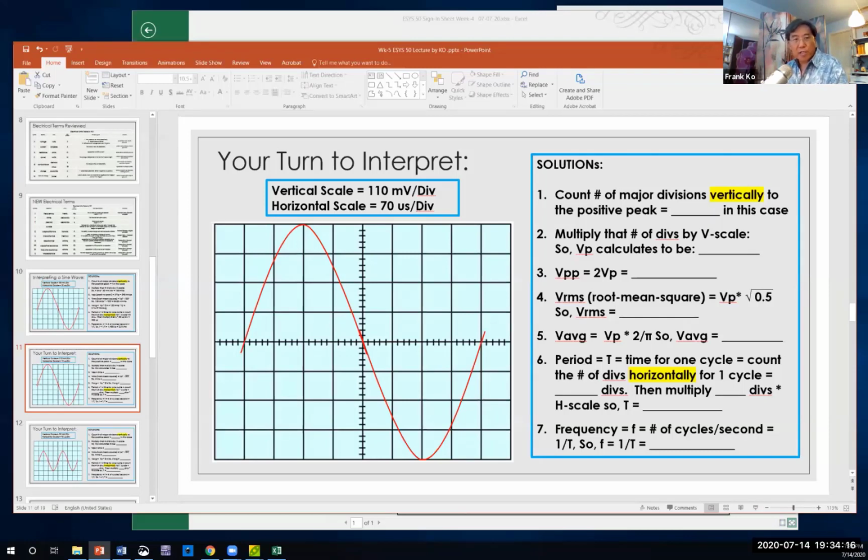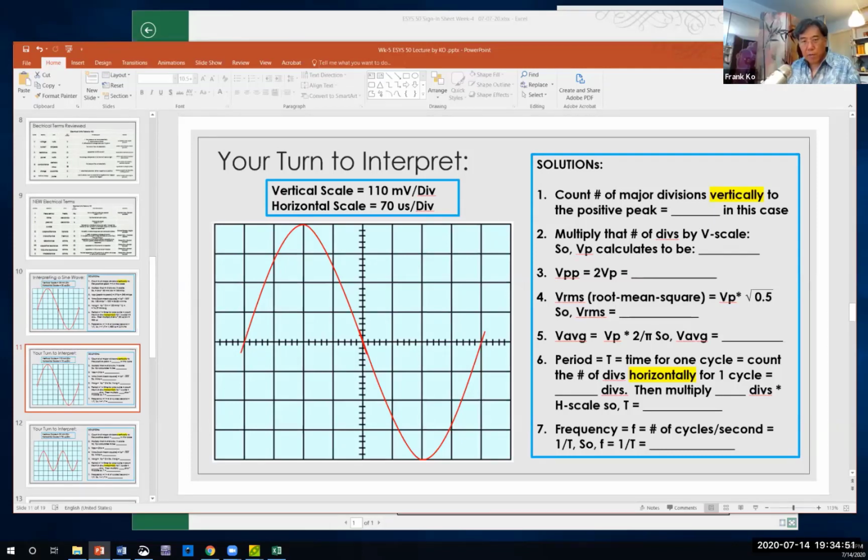So step number 6, can you do this? Explain this to us, please, Luis. Yeah, so first you have to figure out the cycle, and you look at the scale for that, and you see that a whole cycle has 8 major divisions. And then you multiply that times the scale, which was given as 70 microseconds per division. Per division, correct. And then so capital T equals 560 microseconds. That's what I got.